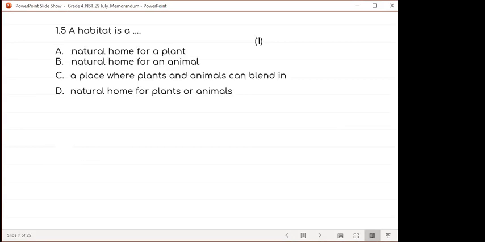Right. And question 1.5. A habitat is: option A, natural home for a plant. Option B, natural home for an animal. Option C, a place where plants and animals can blend in. Or option D, natural home for plants and animals. Okay, Siyabonga. D. D, beautiful, Siyabonga. Thank you very much for that. I see Warabile, Malik, Cherise, and Menenke also say it is D, and that is correct, guys.